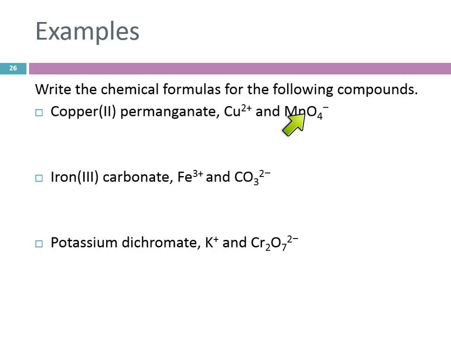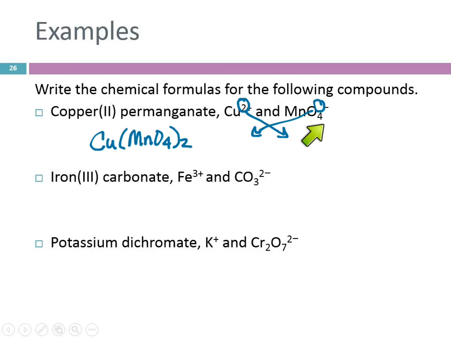So what is going to be the formula when we put these two ions together? Cu, and then we need 2 of the permanganate ions. Because we have more than one, we have to put it in parentheses. One way you could come up with that is the crisscross. This 2 comes down to be the subscript for permanganate, and the unwritten 1 comes down for copper. Any questions?